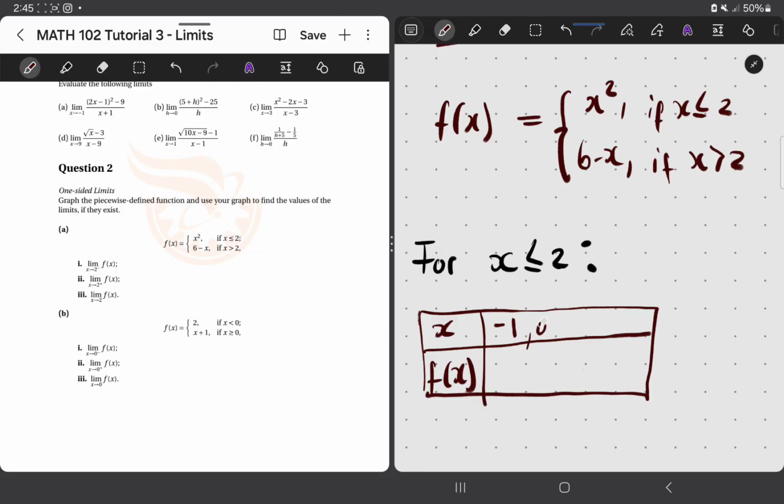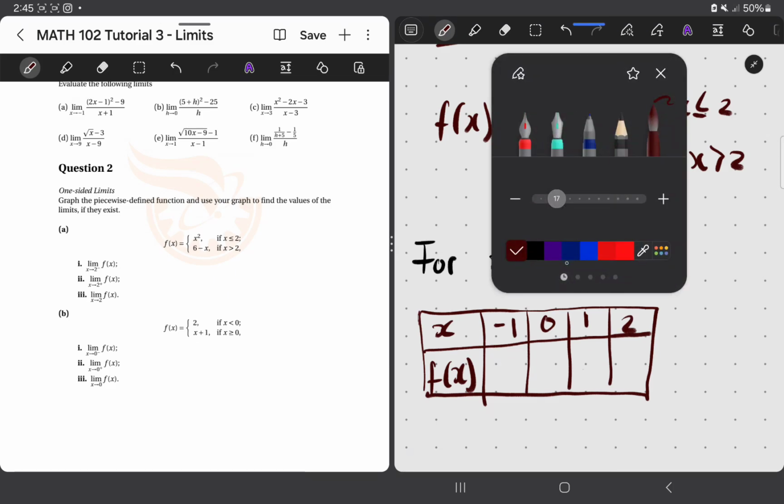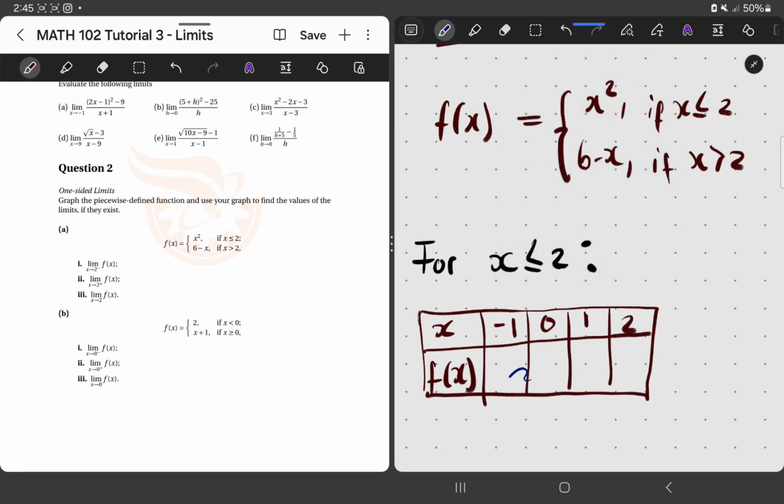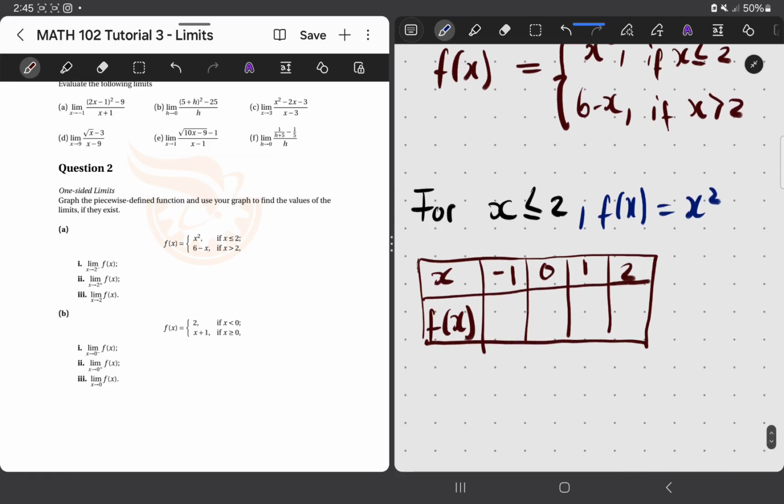We can do 0, okay? So we're going to do minus 1. We're going to do 0. We're going to do 1. Then we're going to do 2 because it's less than or equal to 2. So we're going to do these ones. Now let's find for x less than or equal to 2. Remember that f of x is equal to x squared, okay?